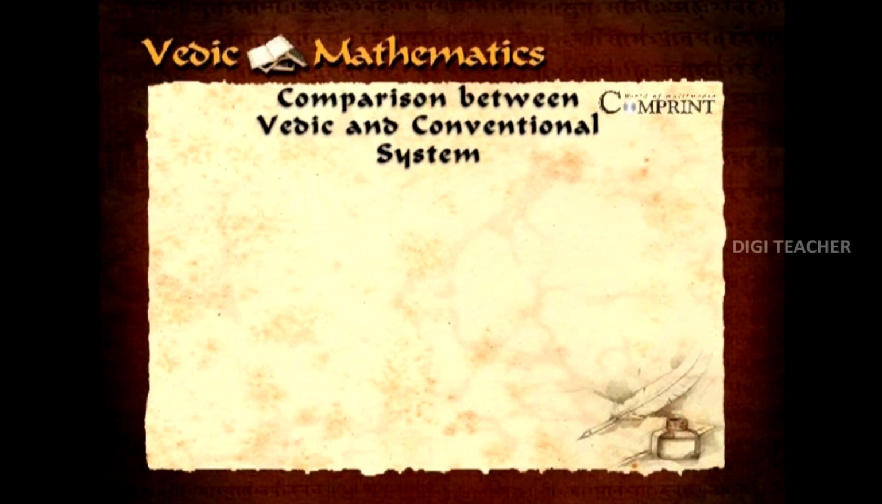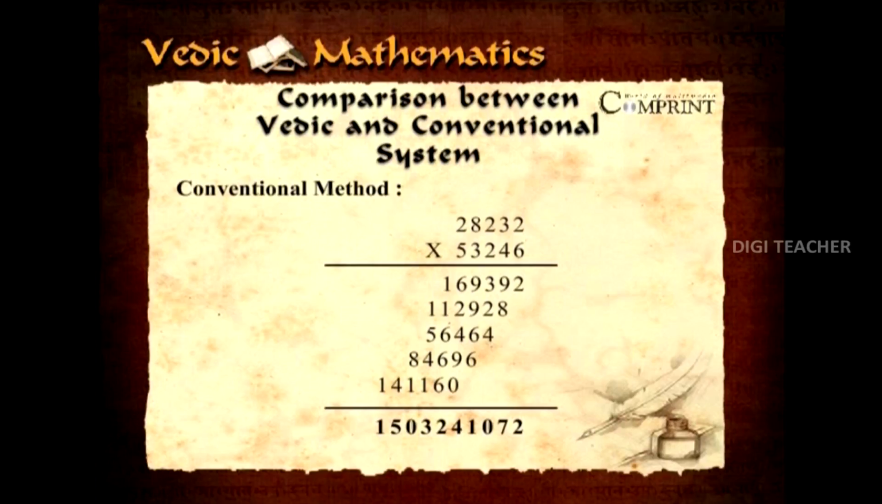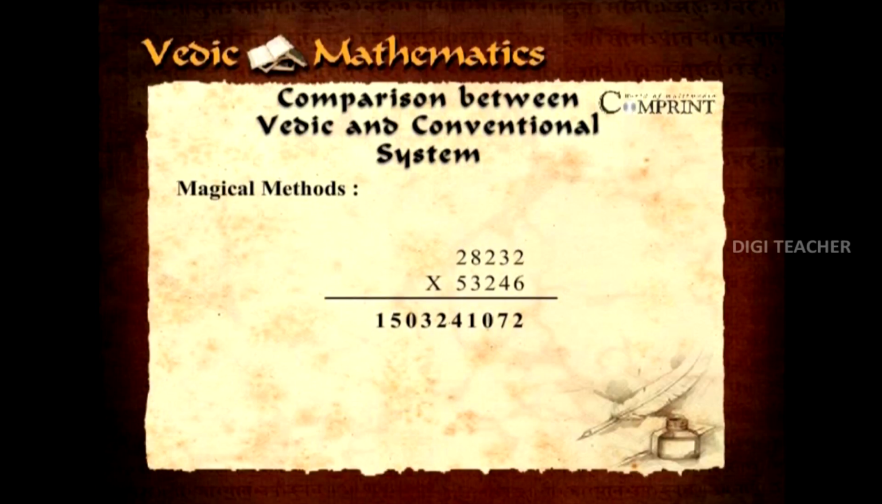Comparison between Vedic and conventional system. Here we are putting a comparison between the conventional method and the magical method for you to have a look. Have a look at this conventional method. In the conventional system, you multiply the top digits one by one with the bottom digits and add them to get the answer. Have a look at this magical method. In the magical method, you can multiply the numbers directly.